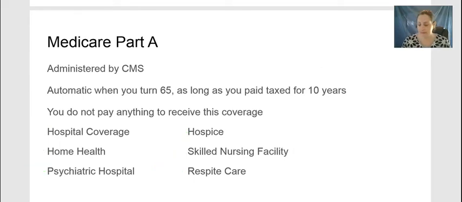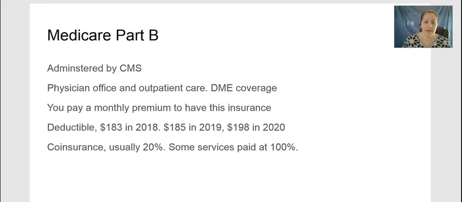Medicare Part B also is administered by CMS. This pays for your doctor's office and your outpatient care. So this is all of the not in the hospital or not in a facility services. They also cover DME, durable medical equipment. So if you need crutches and wheelchairs and things like that, that's your DME.